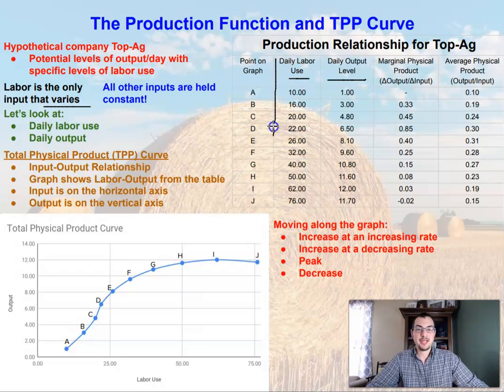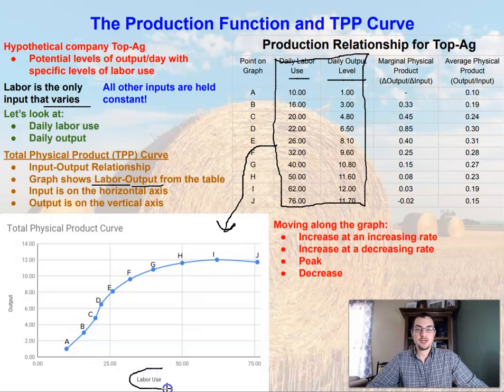If we took daily labor and daily output and plotted these two, we're going to plot this input-output relationship, and it's going to look like this graph right here. The graph shows us the labor to output from the table. A thing to notice is that labor is on the horizontal axis, whereas output is on the vertical axis. So we're always going to put our inputs on the horizontal axis whenever we're coming up with this total physical product curve, because that's what we're dealing with right now.